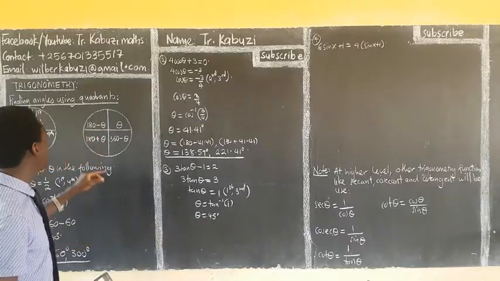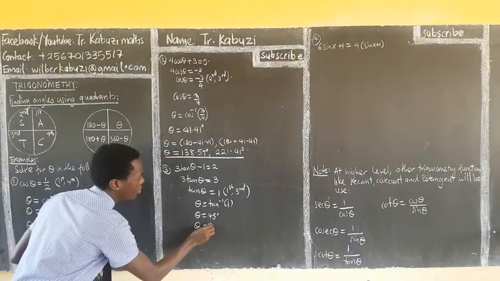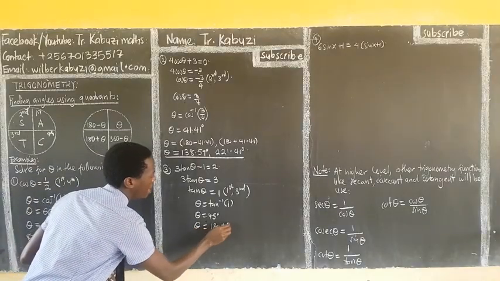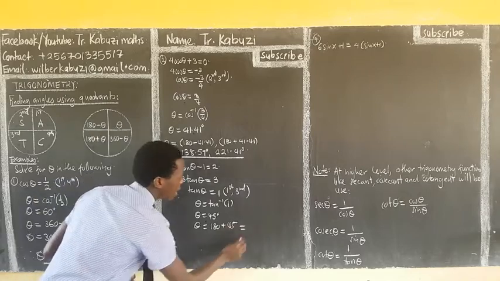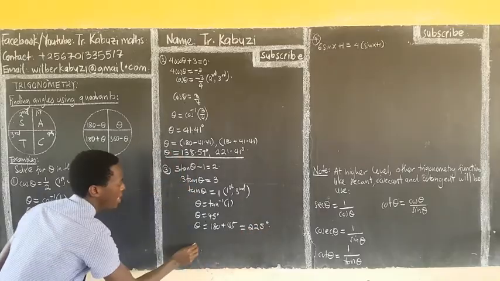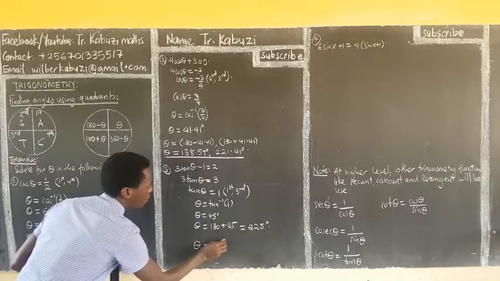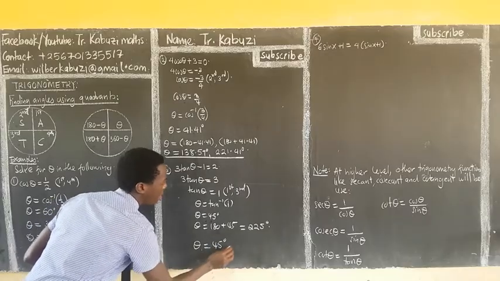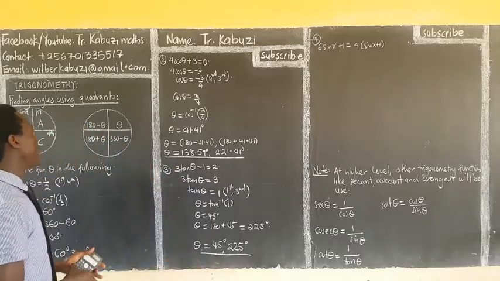Then to get the other one in the fourth quadrant, we get theta equal to 180 plus 45. When you add that, you get 225 degrees. So therefore my theta is going to be the one in the first quadrant, which is 45 degrees, and then the one in the third quadrant, which is 225 degrees. So that's how I place them.